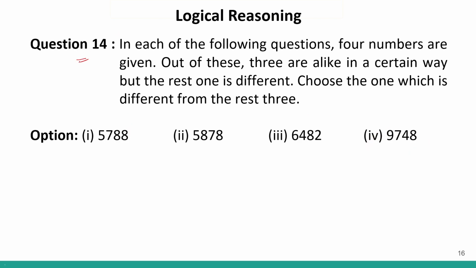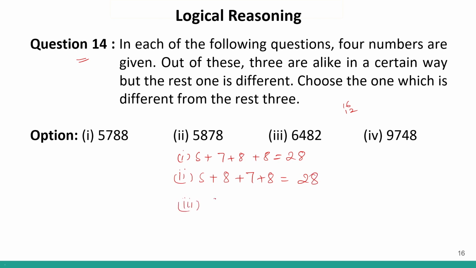Question number 14. Again, long options, so let us sum. If I sum them, 5 plus 7 plus 8 plus 8. 8 plus 8 is 16. 16 plus 12 I have to do. 16 plus 12 is 28. Option number 2: 5 plus 8 plus 7 plus 8. Again, I can see same digits, so 28 would be the sum.